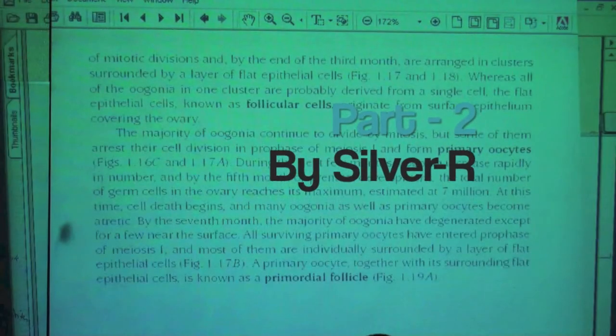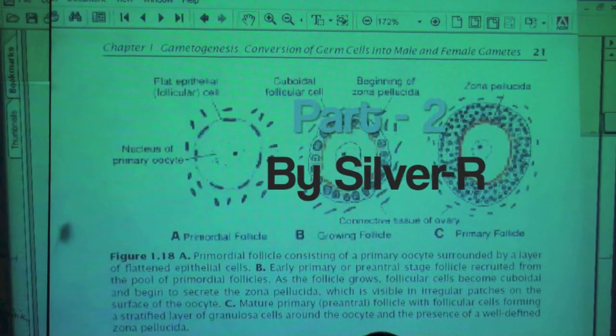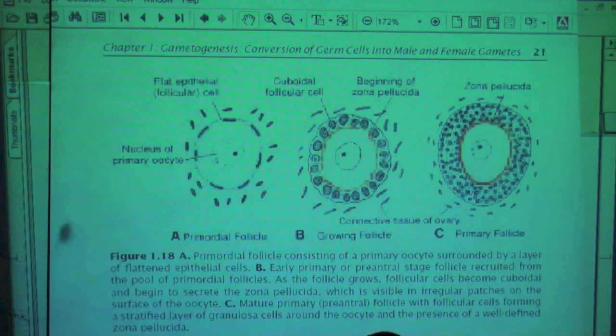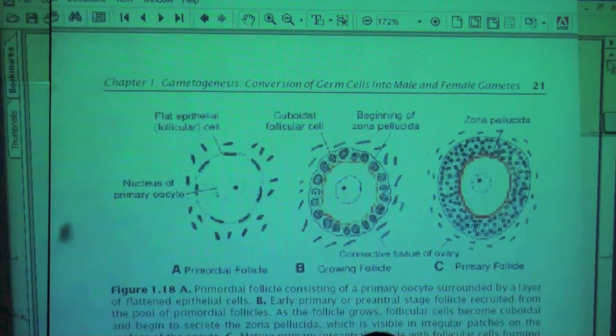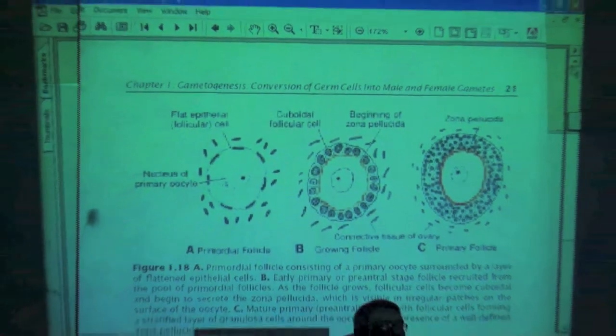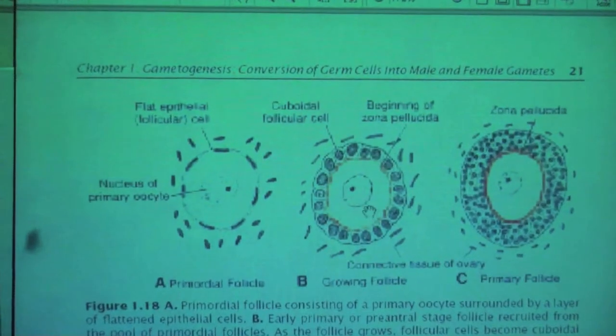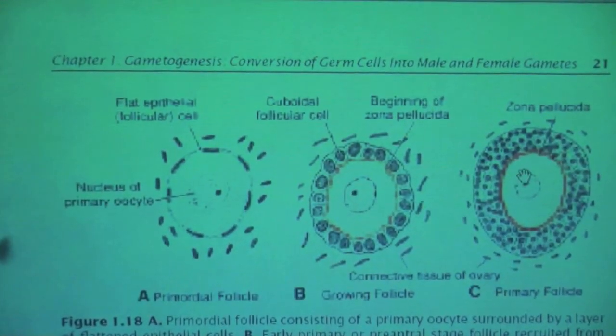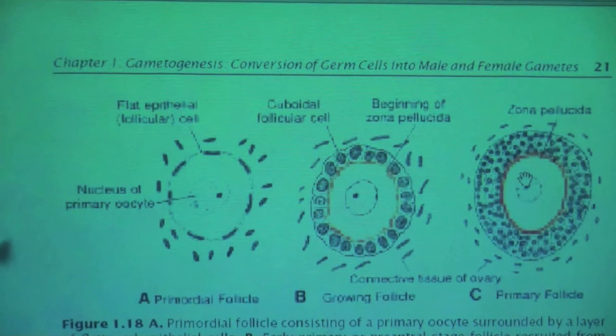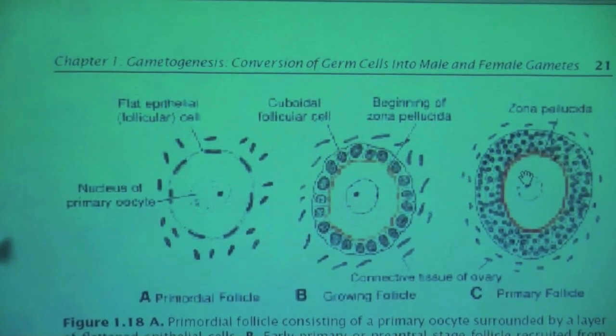Now this is showing you what happens at puberty. At puberty there is resumption of oogenesis, okay? Oogenesis now resumes, starts again. Now this development takes place within the follicle. So now we have two developments, follicular development and oocyte development.